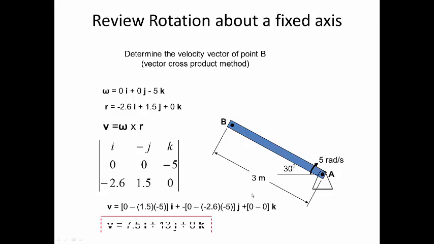So my velocity vector becomes 7.5 in the i direction, plus 13 in the j direction, plus 0 in the k direction. Notice that this is the same velocity vector that we obtained by just using v equals omega times r and breaking that into components.